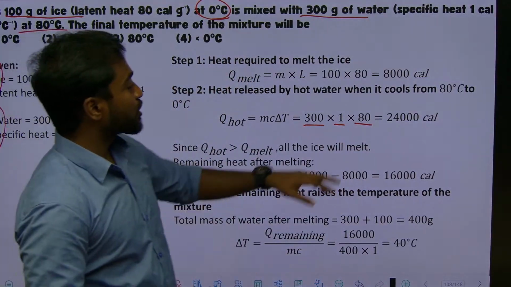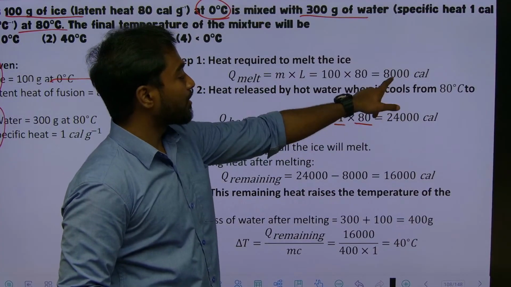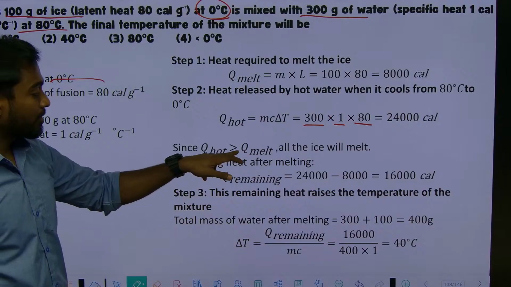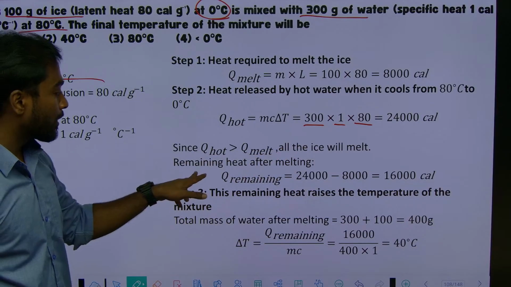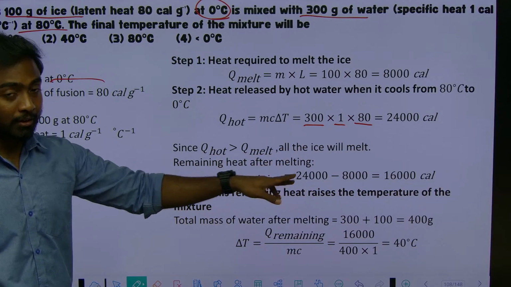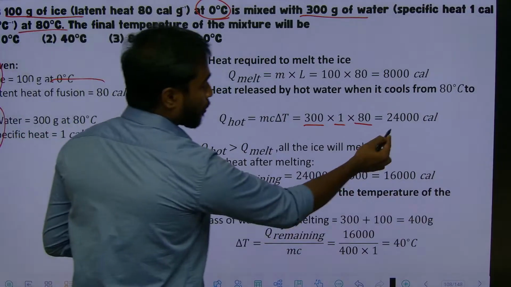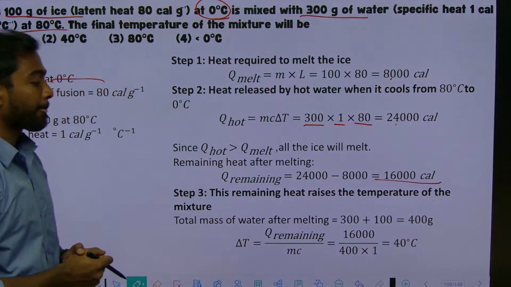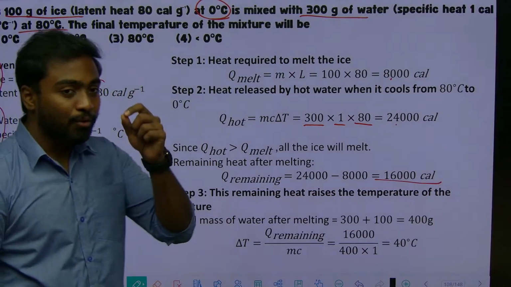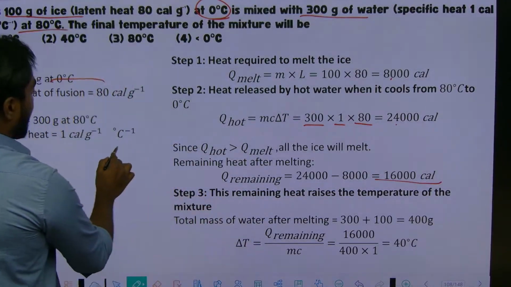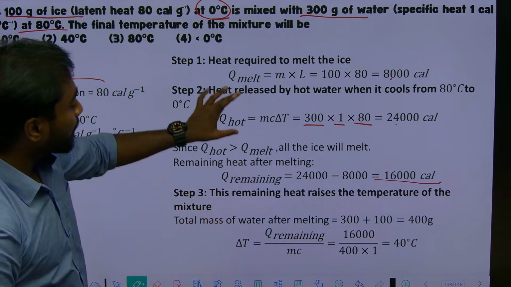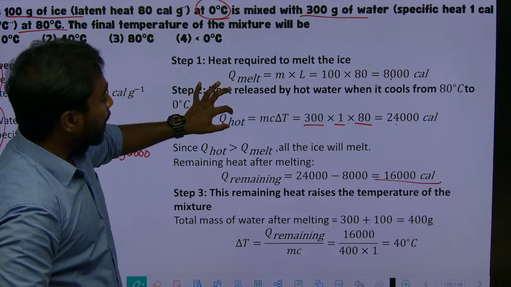So in total, if you talk about this and this, it is 32, but the thing is Q hot is greater than Q melt. All the ice will melt and the remaining heat after 24,000 minus 8,000 is nothing but 16,000 calories. Okay, that's where you have got the mistake. Everyone has taken 32,000. Why? It's not like that. Here the twist is Q hot and Q melt.